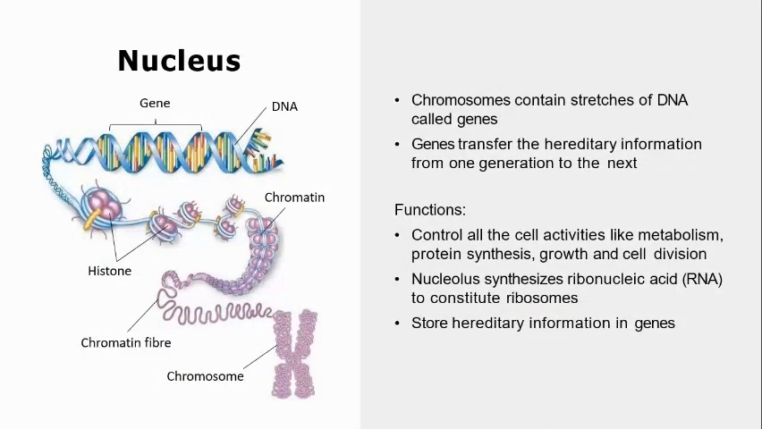The nucleus contains the chromosomes. The chromosome contains stretches of DNA, and these are called genes. Genes transfer the hereditary information from one generation to the next. The function of the nucleus is to control all the cell activities like metabolism, protein synthesis, growth, and cell division. The nucleolus synthesizes RNA to constitute ribosomes and also stores hereditary information in genes.